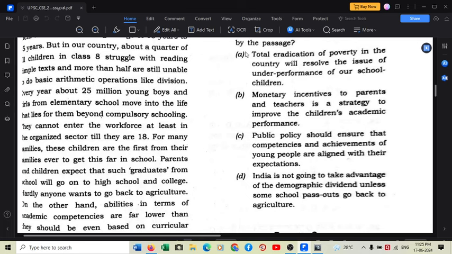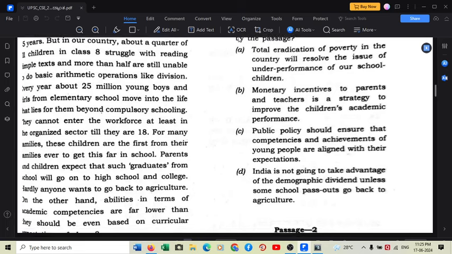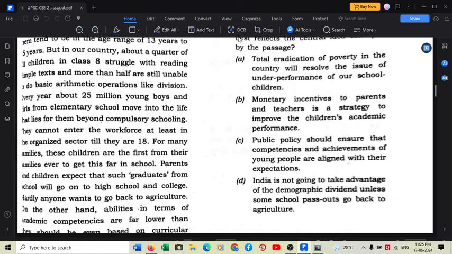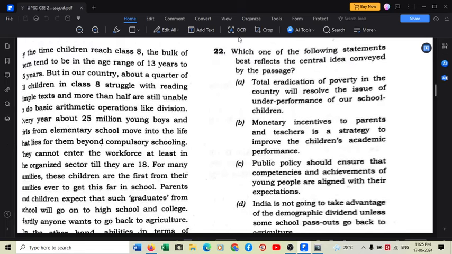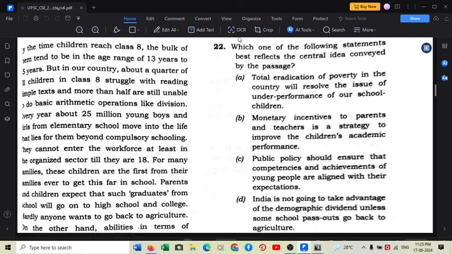But you see, only option A stands out. Option A seems more correct than the others, because if poverty is completely eliminated from the country, it will resolve the issue of underperformance, right? If there is no poverty, if the parents are not struggling financially, then definitely the school children's performance will go up, right? So that is okay. So the answer, as per the passage, is statement A. Okay, so statement A is the answer for question number 22.